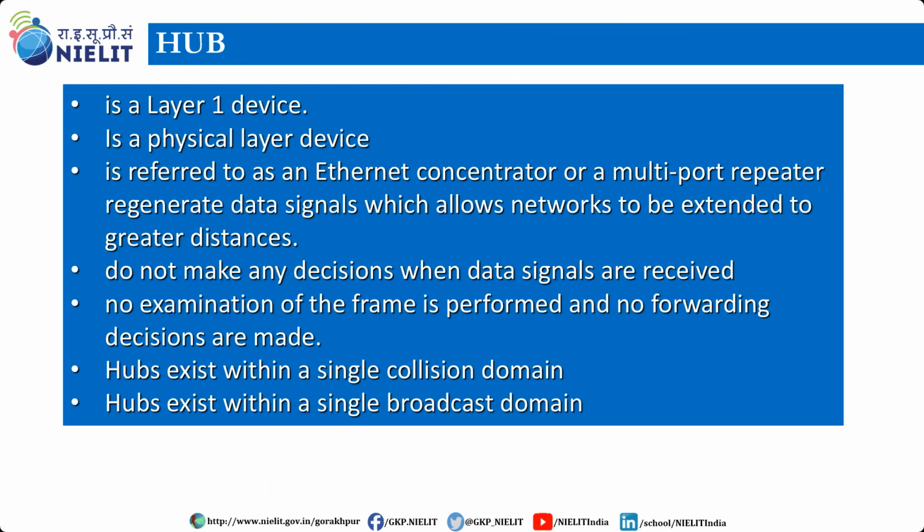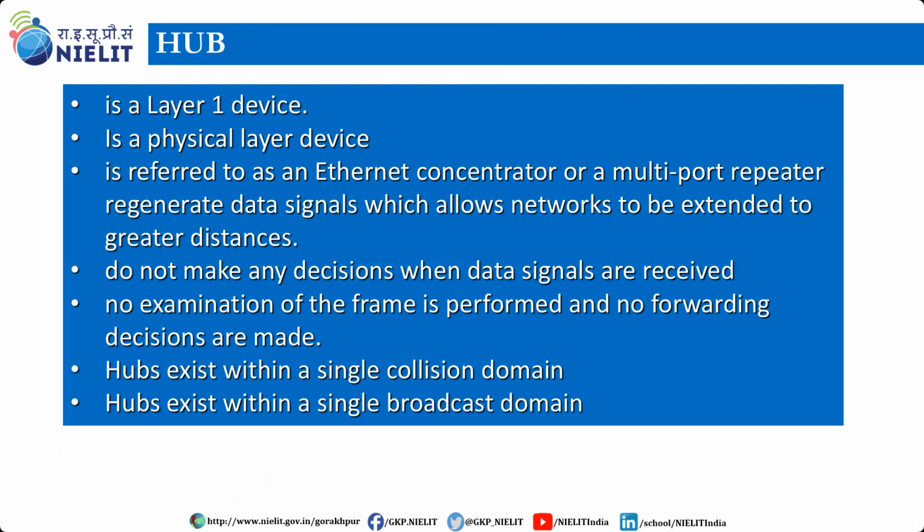So this hub exists at layer 1, or physical layer device, and it is also known as Ethernet concentrator or multi-port repeater. So this hub can also be treated as a multi-port repeater because it also regenerates the data signal, which allows the network to be extended to greater distance. Hub does not make any decision when data signals are received.